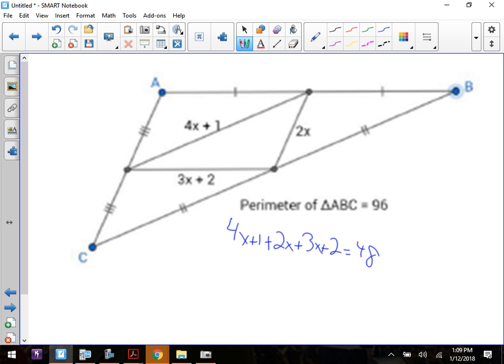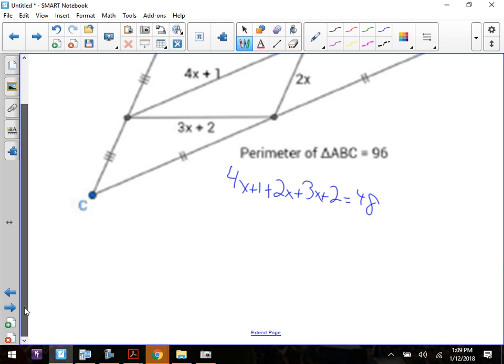2x, 3x, and 4x gives us 9. And it's really quick. You get 5. You get x is going to equal 5 in this one.